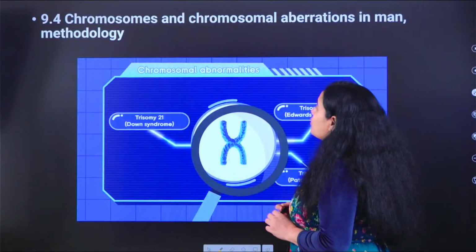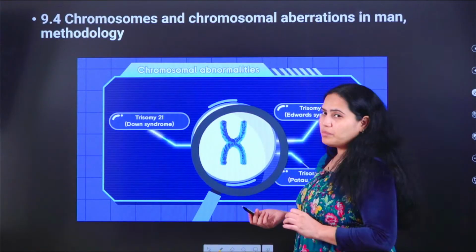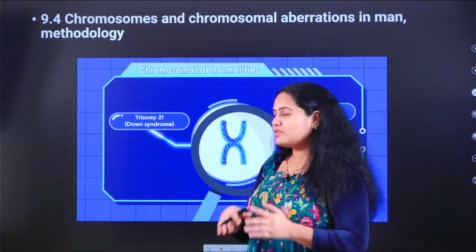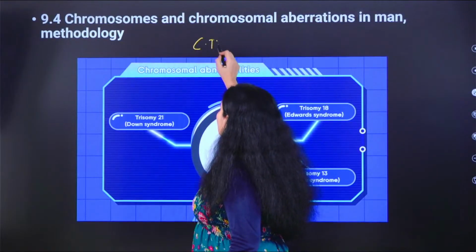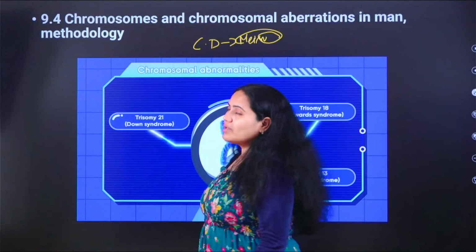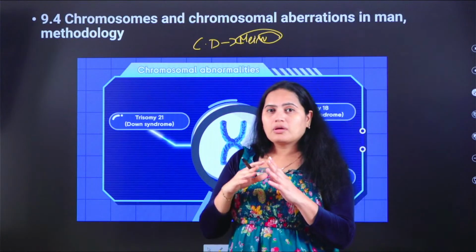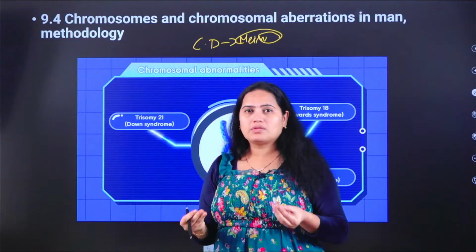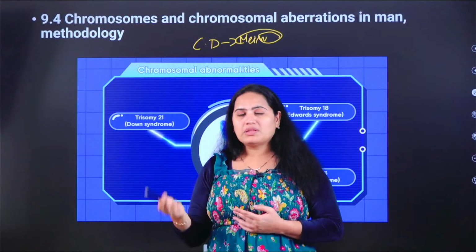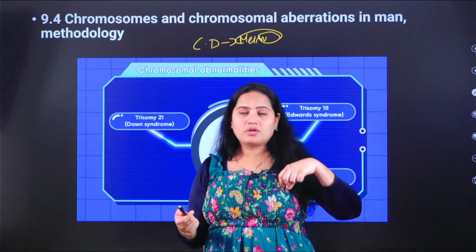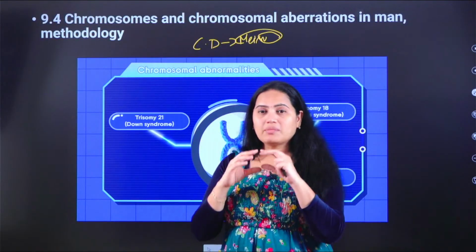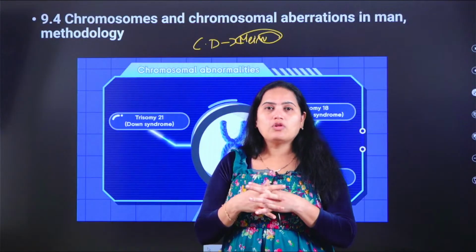And then we study 9.4, chromosomes and chromosomal aberrations. Aberrations means errors. When chromosomes are separating during cell division, that is, during the meiosis phase, what will happen? Because of various factors, what are those factors? Probably the malnutrition the mother is facing, or inheritance, or radiation. There are several factors involved in causing aberrations, in chromosomal non-disjunction.